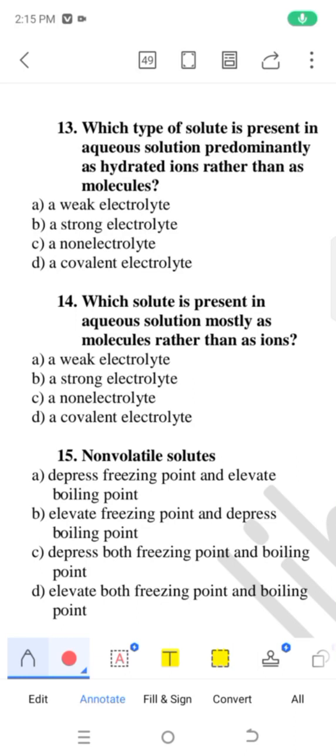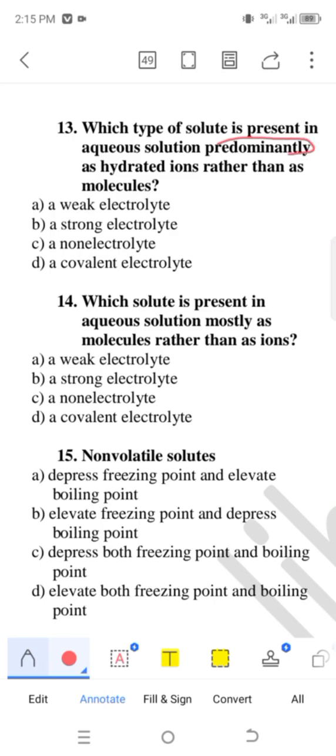Hello guys, in this video I'm gonna solve question 13 till 21. Which type of solute is present in aqueous solution predominantly as hydrated ion rather than as molecules? The meaning of this question is we have some keywords.